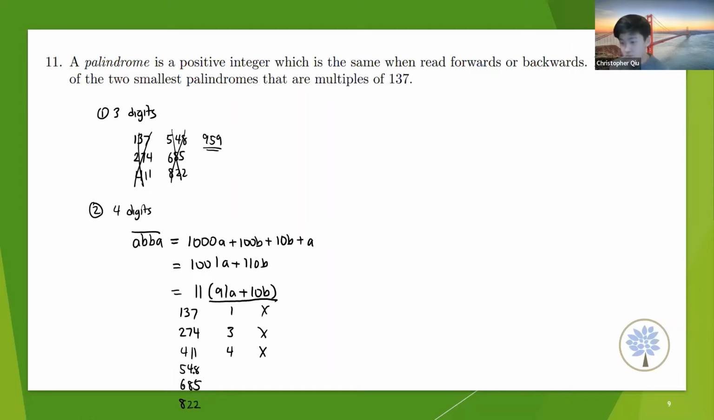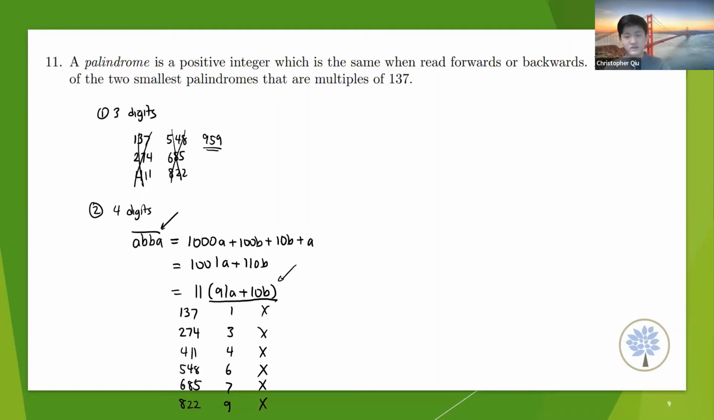If we continue, 548 forces A equals 6, and then 10B equals 2, which is impossible again. 685 forces A equals 7, and then 10B is equal to 48, which is bad again. And then 822 forces A equals 9, and 10B equals 3, which is bad. So no matter what, this is never a multiple of 137. So there are no 4-digit palindromes that are multiples of 137.